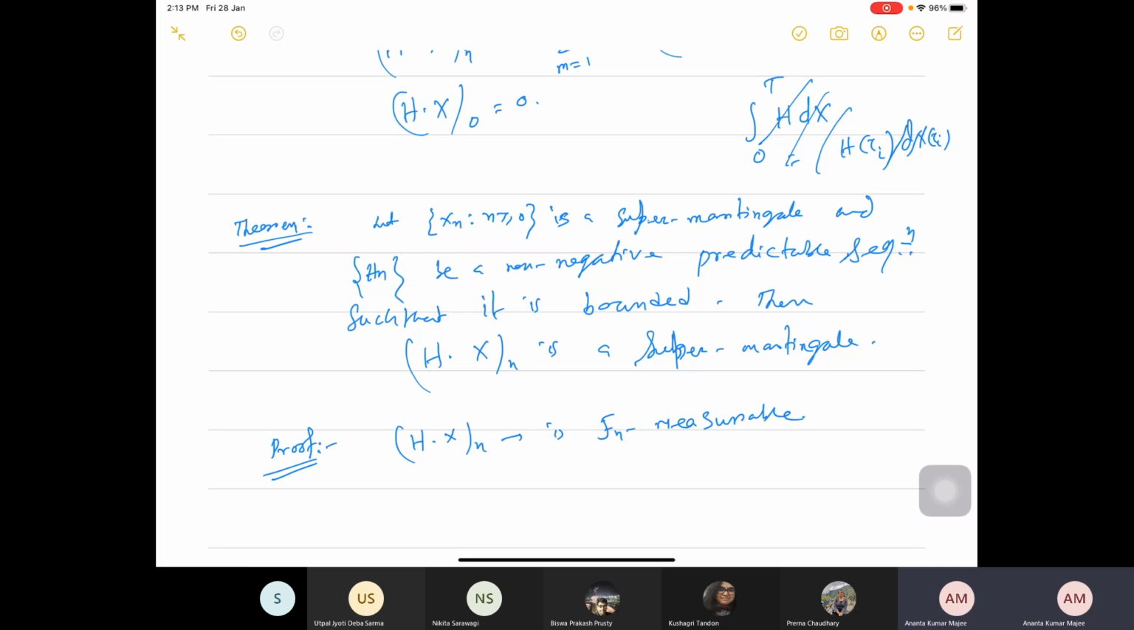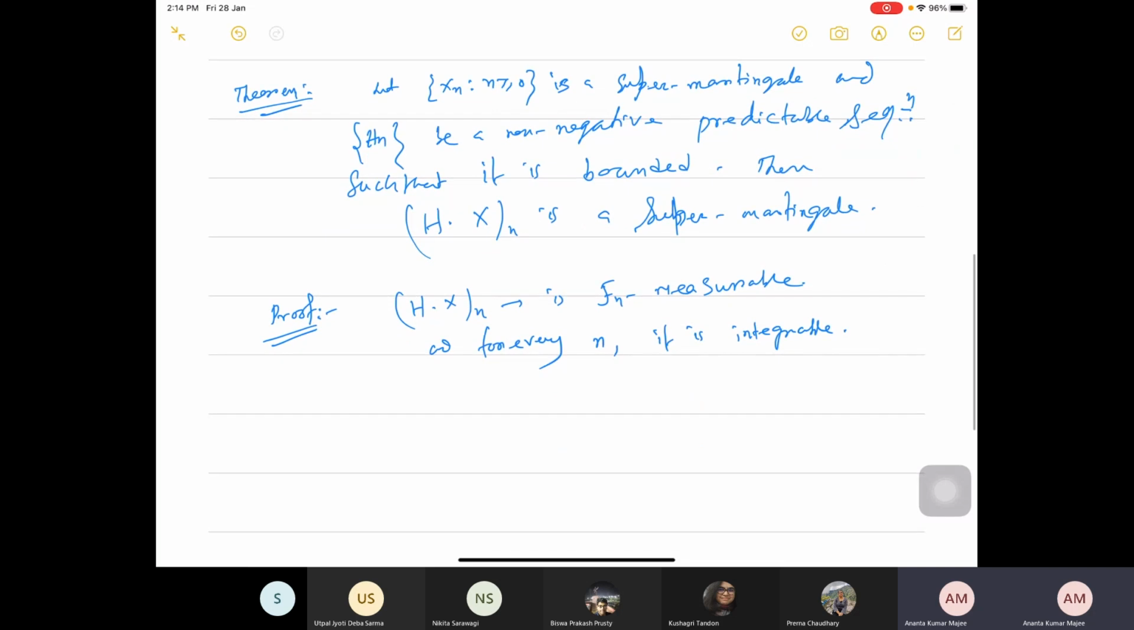And not only that, for every n, it is integrable, because my h_n is bounded. So the first two conditions are satisfied. Only the third condition remains to be shown, namely whether it is a supermartingale or not.